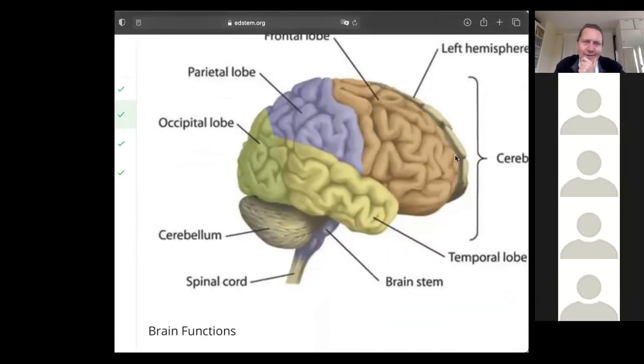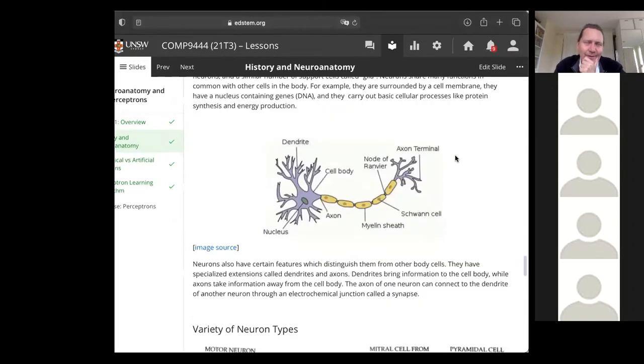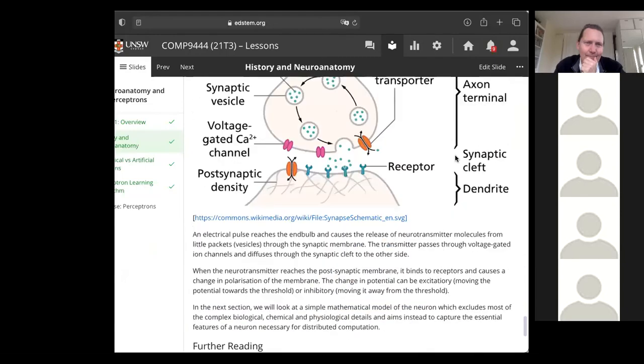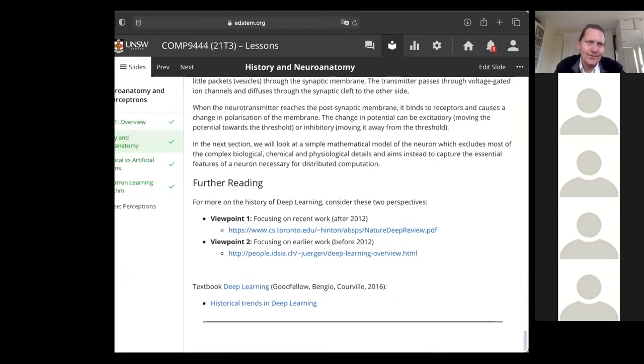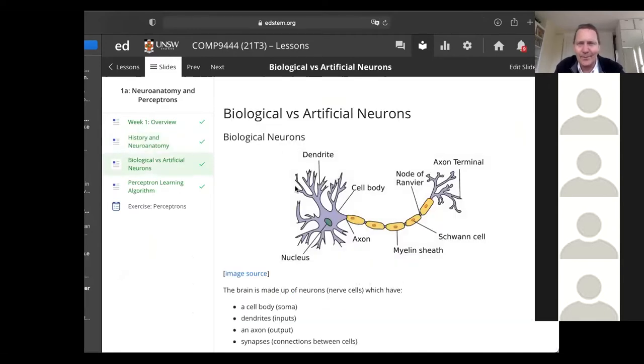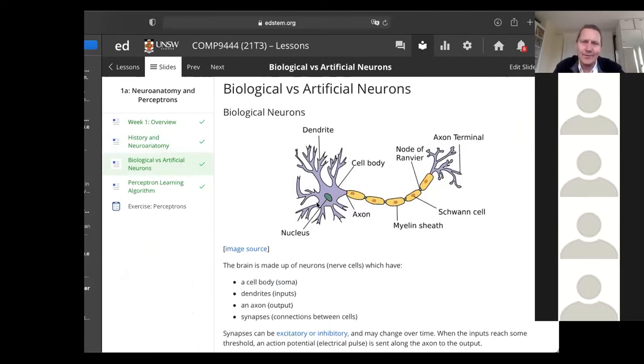Yeah, so have a look at this neuroanatomy stuff. And then, yeah, the ion channels. And then this links to two different histories of deep learning, which are quite interesting too. So then we get to the real material of the course. So this is a structure of a biological neuron.